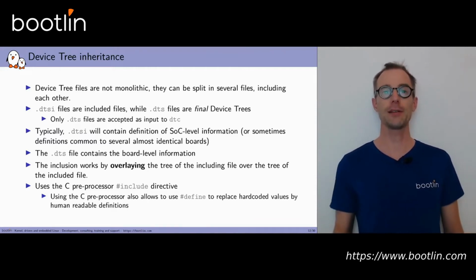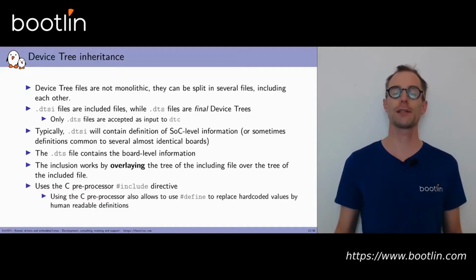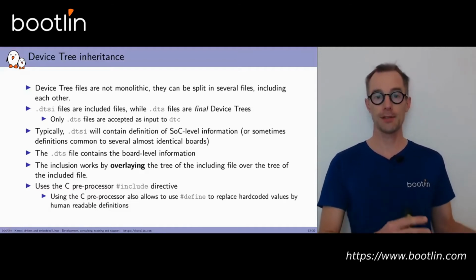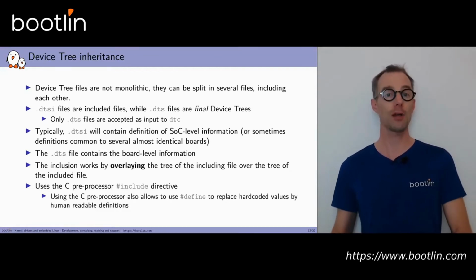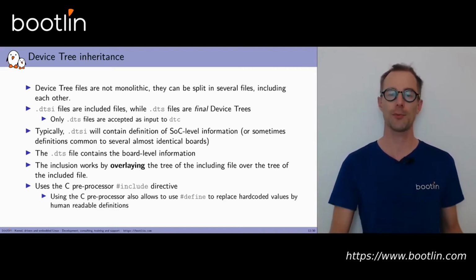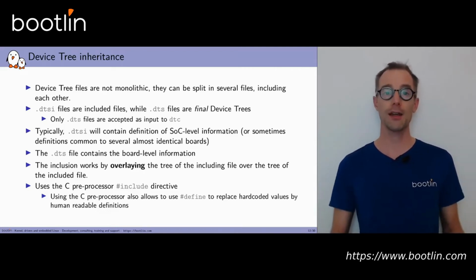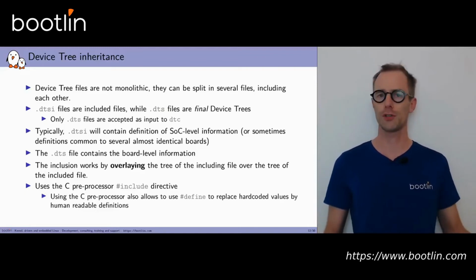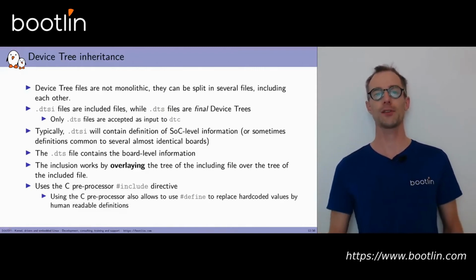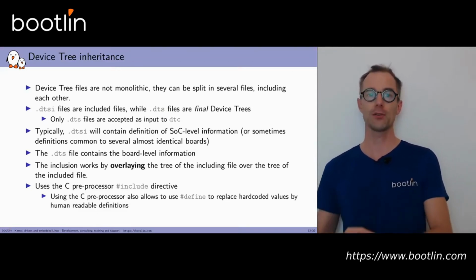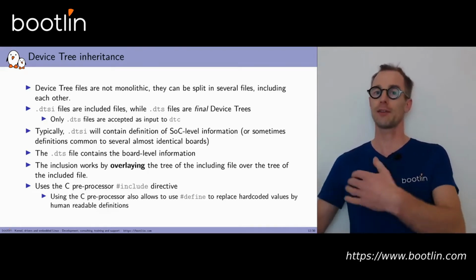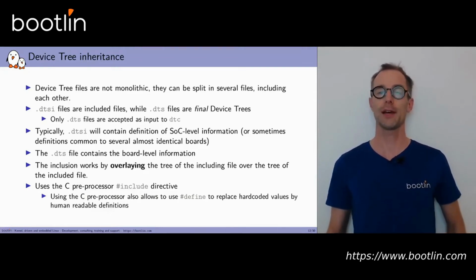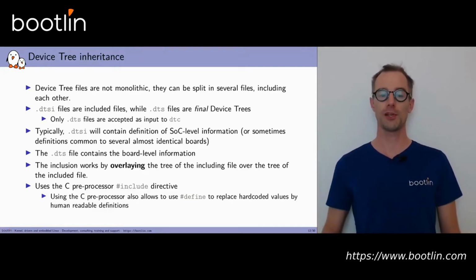is that DTSI files will typically contain the definition of what is inside the system on chip, and then this DTSI describing the system on chip devices will be included in all the DTS files describing boards that use that system on chip. For example, for the TI AM335X system on chip, which is quite popular as being used for the BeagleBone platform, there is one DTSI file describing the system on chip, and all boards that use the AM335X system on chip will include the same DTSI and specify, in addition to what is described in that DTSI, the devices that are on their specific board.